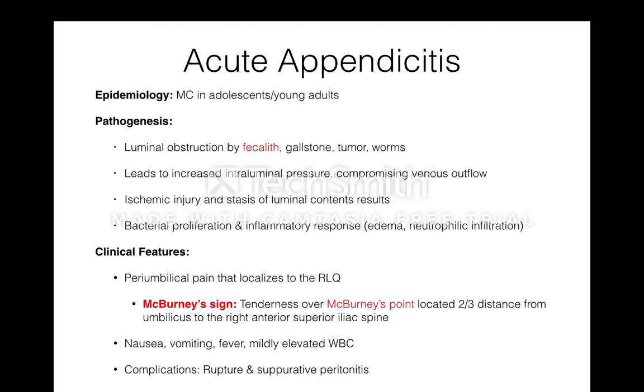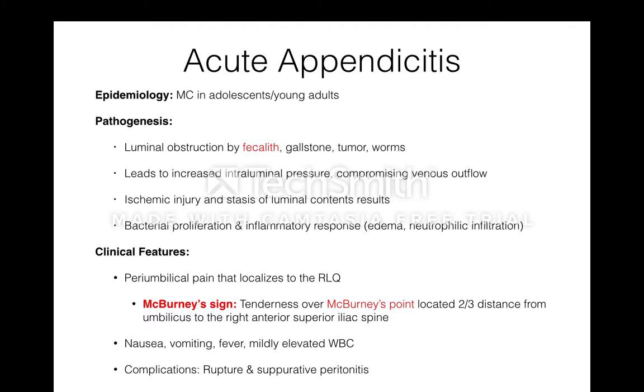So one sign you can have is the famous McBurney sign, which you all know, is tenderness over McBurney's point, which is located 2/3 the distance from the umbilicus to the right anterior superior iliac spine. Other signs you might have are the obturator sign, and for this you have the patient lie down on their back with the hip and knee flexed at 90 degrees, and then a positive test results when there's pain with internal rotation of the hip.